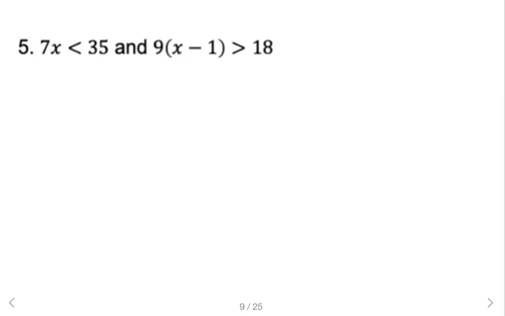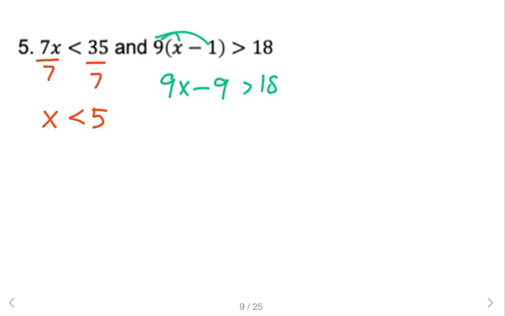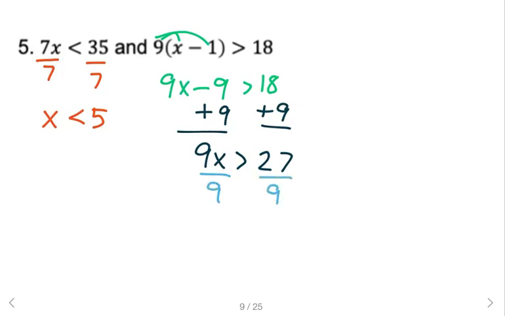All right, on this one, to get rid of multiplying by 7, divide by 7. We get x is less than 5. For the second one, we're going to distribute the 9. 9 times x is 9x. 9 times minus 1 is minus 9. 2 steps from here. To get rid of minus 9, add 9. And so we have 9x is greater than 27. To get rid of multiplying by 9, we'll divide by 9. And we'll have x is greater than 3.